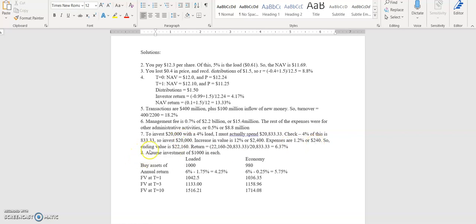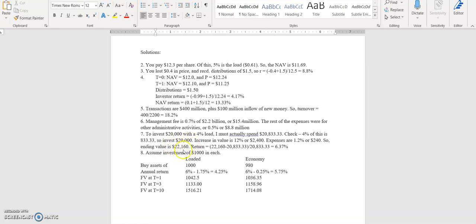So the ending value is... So you invested 20,000, it earned 2,400, but then it had to pay out $240 as expenses. So the ending value is 22,160. So what is the return to the investor? Not the fund, the investor.